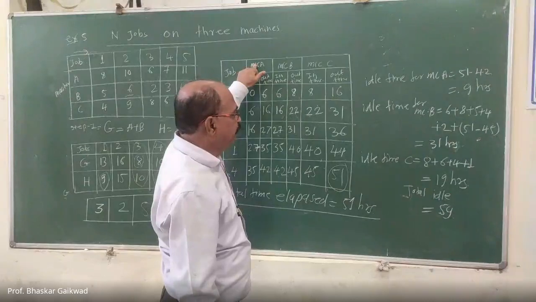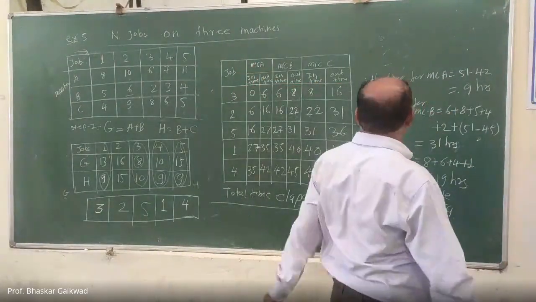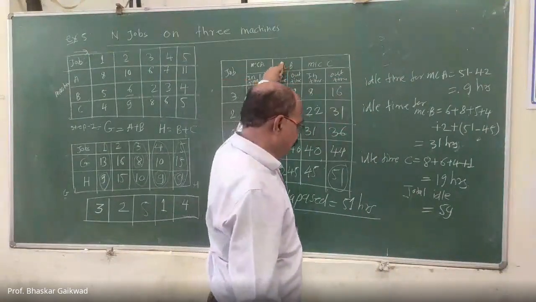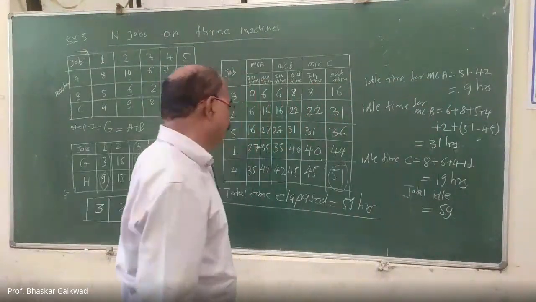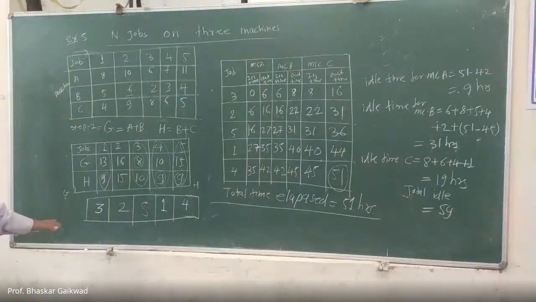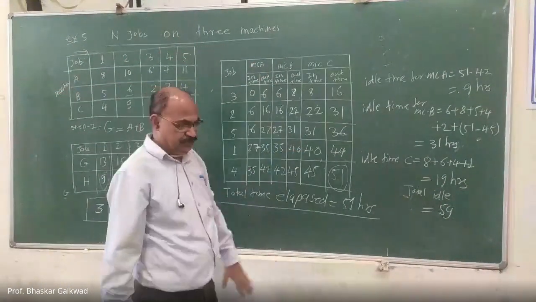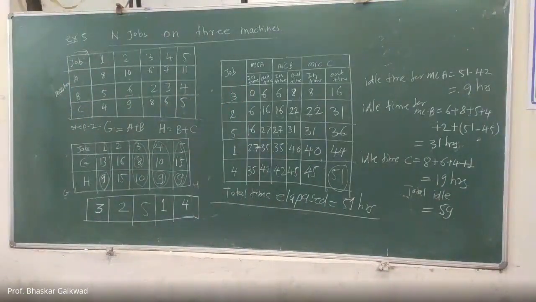In that, A machine is idle for 9 hours, B machine is idle for 31 hours, and C machine is idle for 19 hours. Okay, so these are the problems related to n jobs on three machines. So up to here it is clear. Have you got this concept?